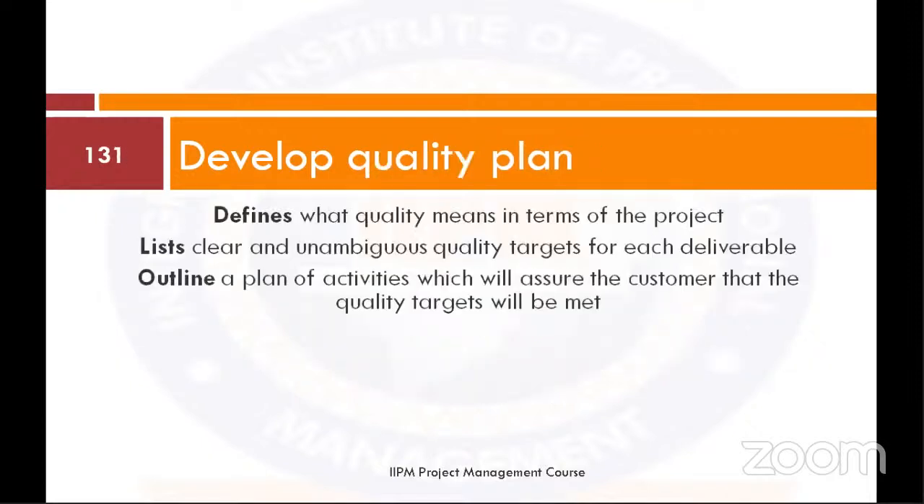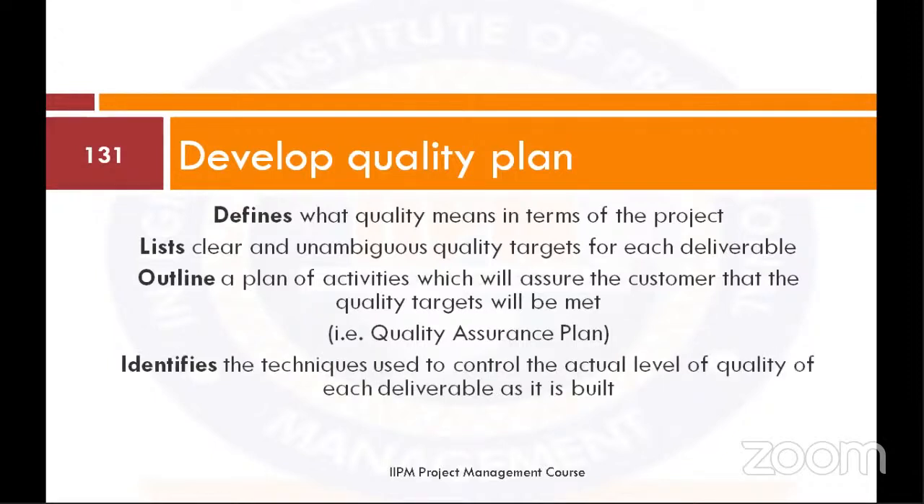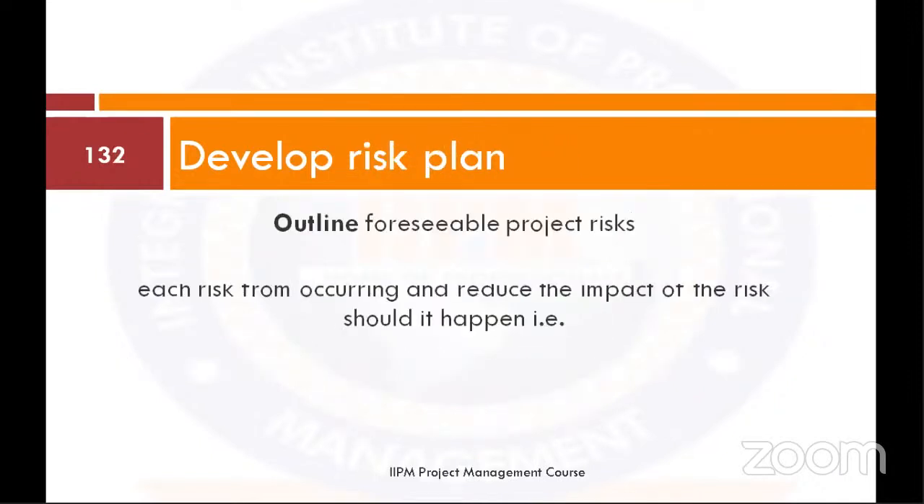Then you have your quality plan. Your quality plan will define what quality means in terms of the project, list clear and unambiguous quality targets for each deliverable, and outline a plan of activities which will assure the customer that the quality targets will be met. So what will be your QA/QC plan? What will be the plan? Then identify the techniques used to control the actual level of quality of each deliverable as it is built. So you need to have your quality assurance and quality control plan.